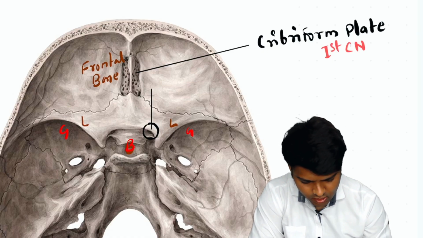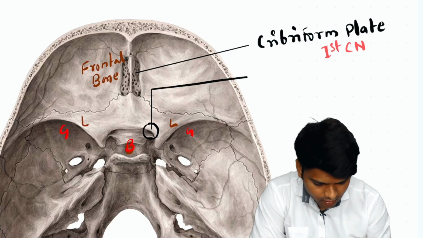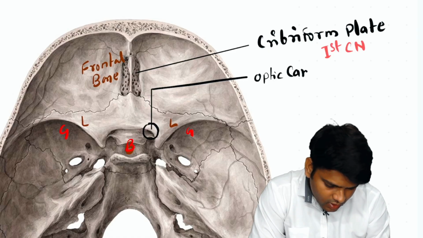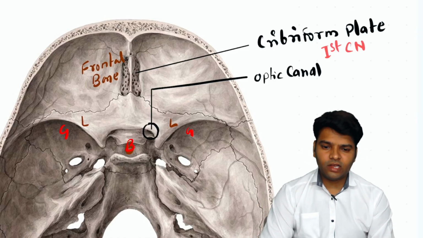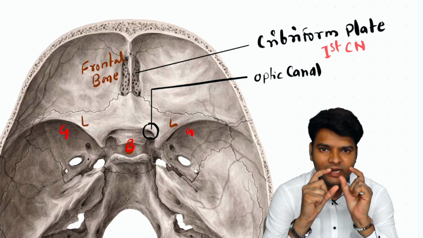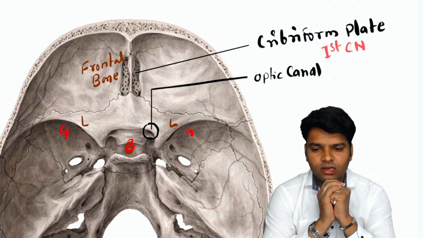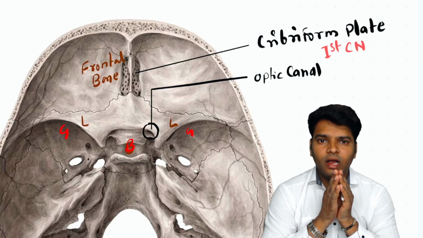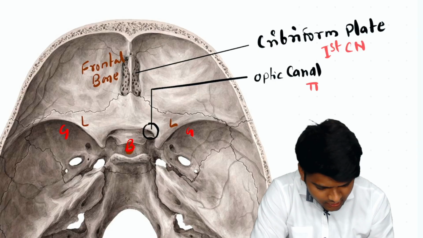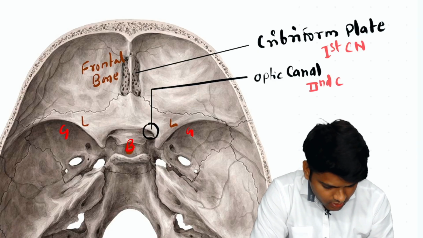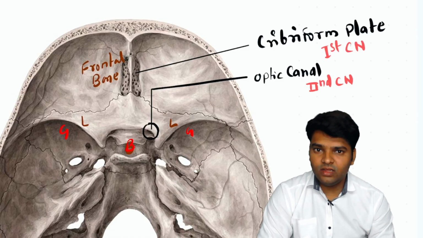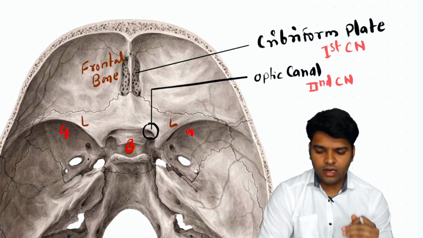I will write here the optic canal. Can you tell me which structure passes through the optic canal? The optic nerve passes through the optic canal. Optic nerve means the second cranial nerve, passing through the optic canal along with the ophthalmic artery.